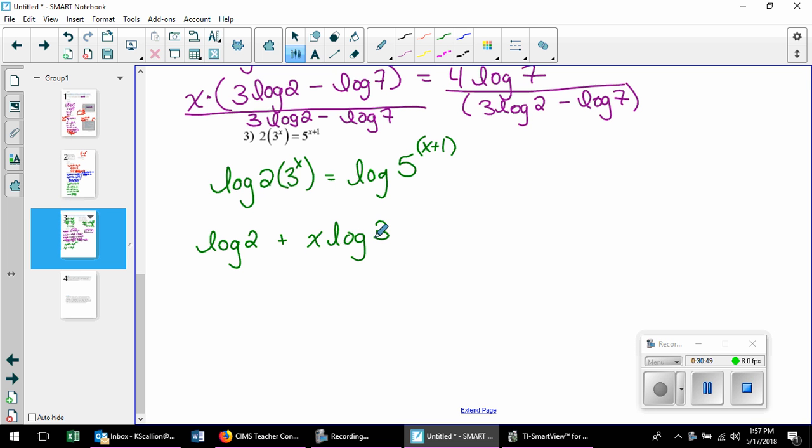Are you guys comfortable that I skipped a step there? No? Do you want me to go back up? Well, I don't want to screw up your notes. You're good? And that x plus 1 needs to go in brackets. And then we got log 5. What's the base on these logs? 10.